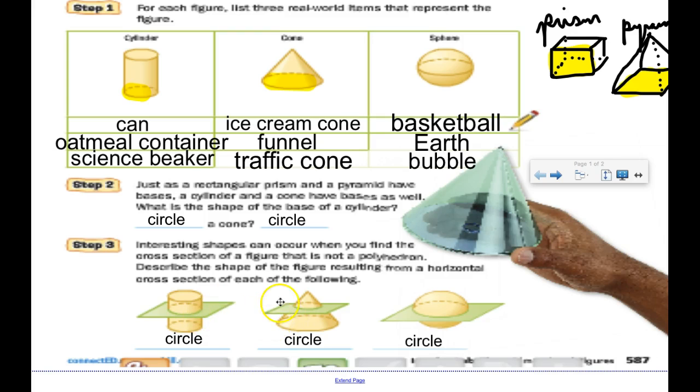Okay? Pause anywhere you need to pause. If you need to go back and look at any of that information again, please do so. Otherwise, we are moving on to the next page.